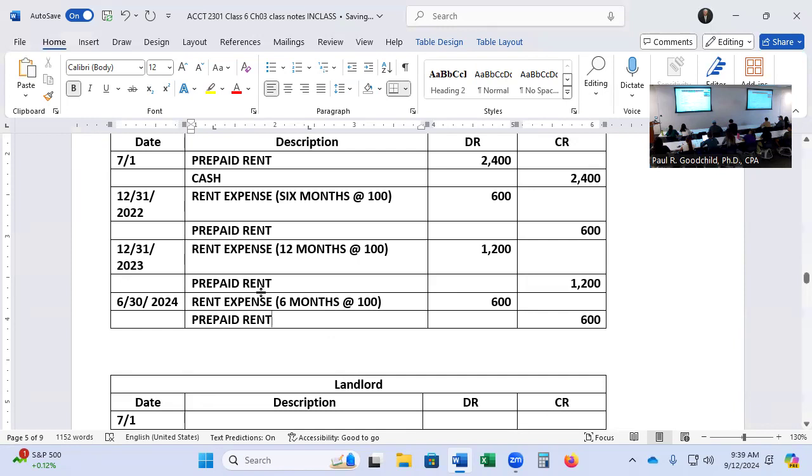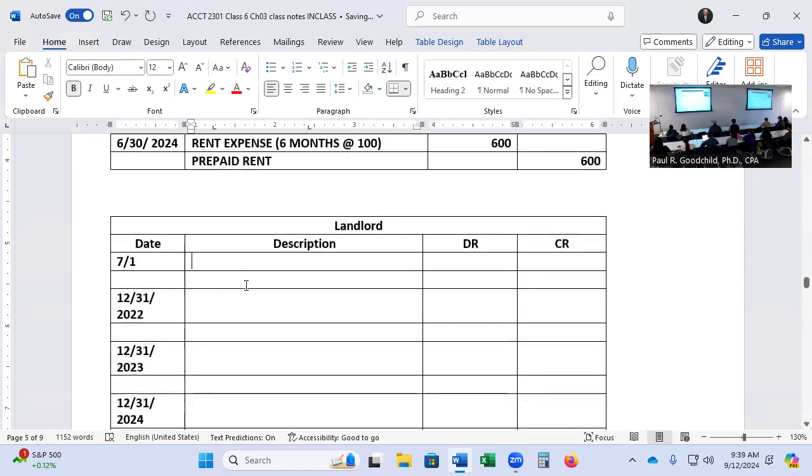Okay, now we're looking at the transaction from the landlord. So first, we were the company that was renting the building from the landlord. Now we are the landlord renting it out. So we got cash of $2,400. But we have not earned it yet. So it goes in as unearned rent revenue. And for the full amount, 2,400.